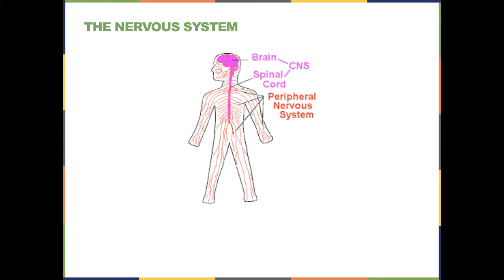And today we're going to be talking about the nervous system. And first of all, we're going to talk about the several different ways in which the nervous system is categorized. So the first way is the difference between the central nervous system and the peripheral nervous system.